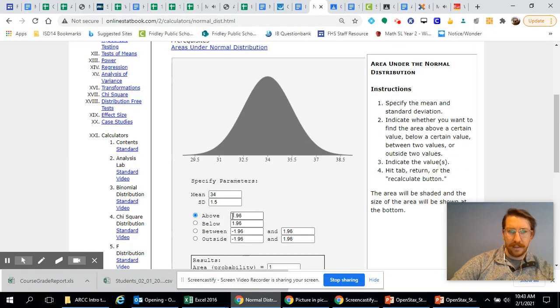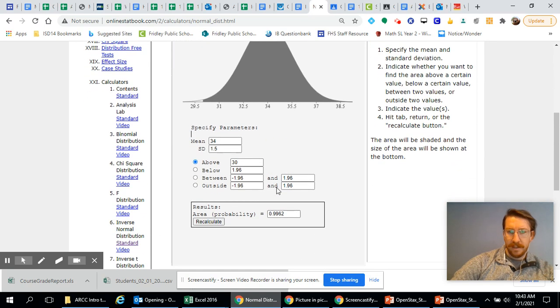All right, so more than 30 years means we're going to go above 30. There we go, 0.9962. So 99.62%.